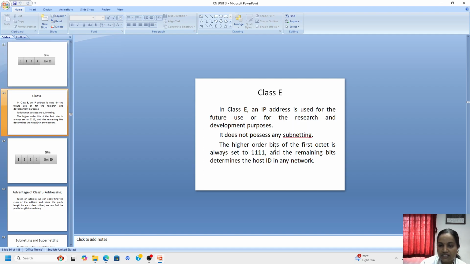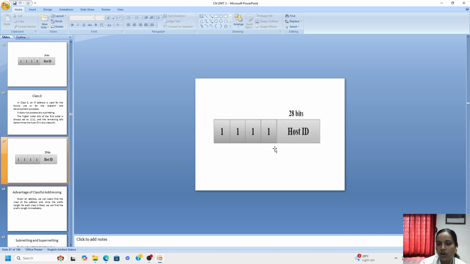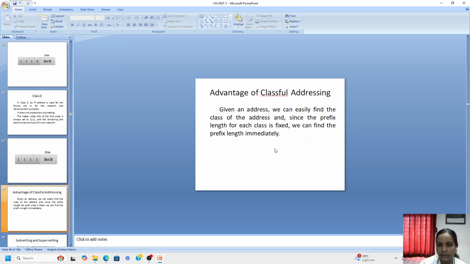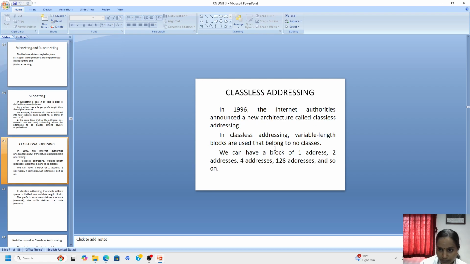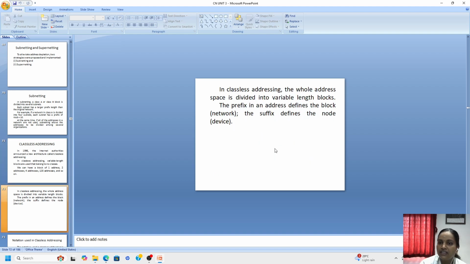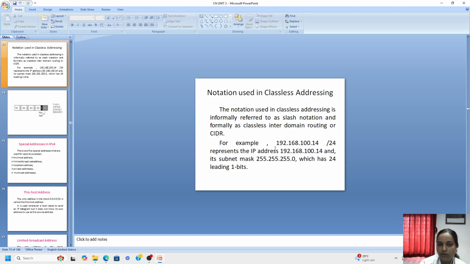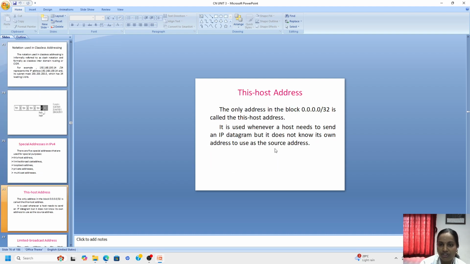In class E address, the higher order bits of the first octet are always set to 1111 and the remaining bits are host IDs, 28 bits. Next one is classless address. In classless address, the whole address space is divided into variable length blocks. The prefix in an address defines the block's network. The suffix of the address is used to denote the devices.